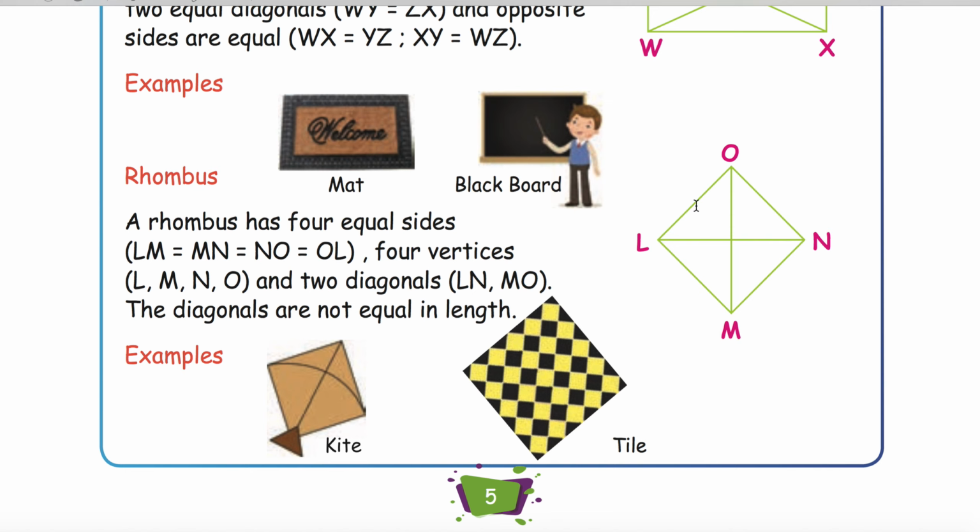Rhombus has four equal sides, just like your square. Four vertices L, M, N and O. Oh, sorry. Four equal sides, right? Four vertices. He's saying diagonals are not equal in length.